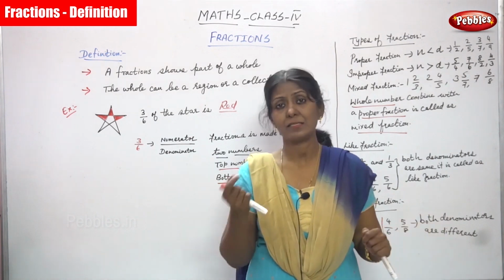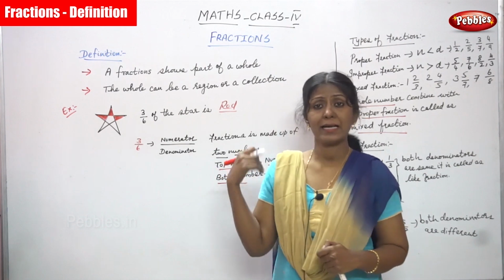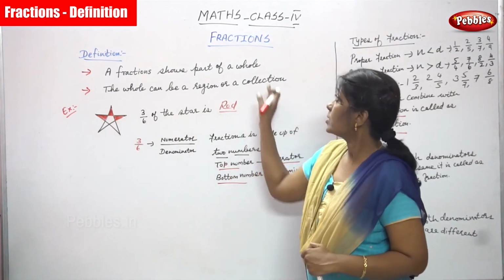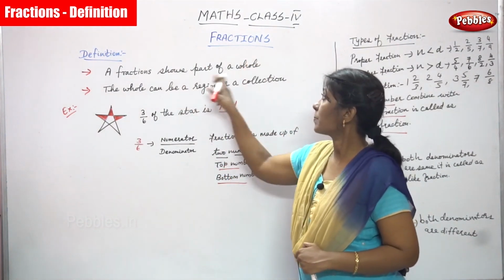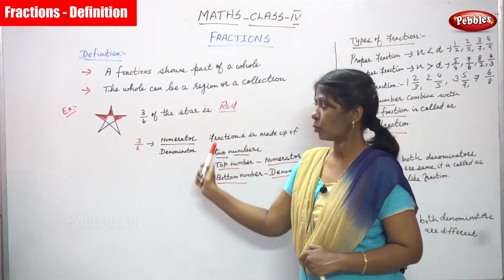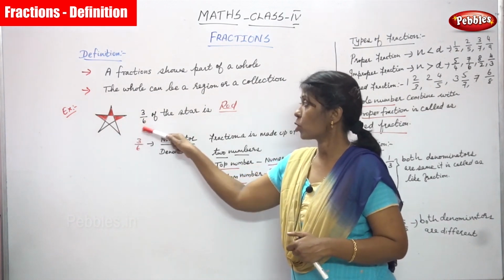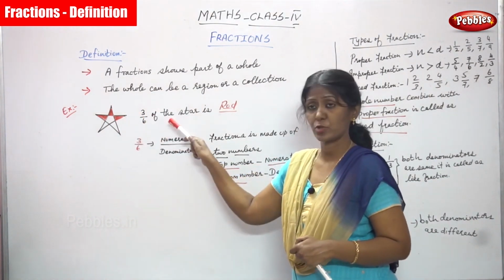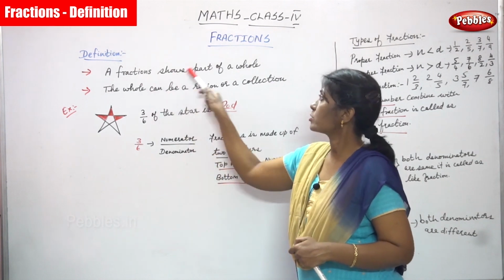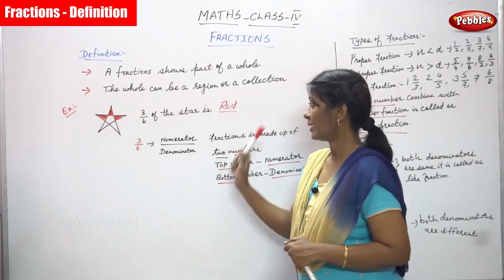In the next class we'll do some exercises and examples on fractions. So what is a fraction? A fraction shows a part of a whole. The whole can be a region or a collection. For example, it is a single star, but it is divided into 6 parts. It is a whole, but only 3 parts are shaded, in red color. That is the definition.